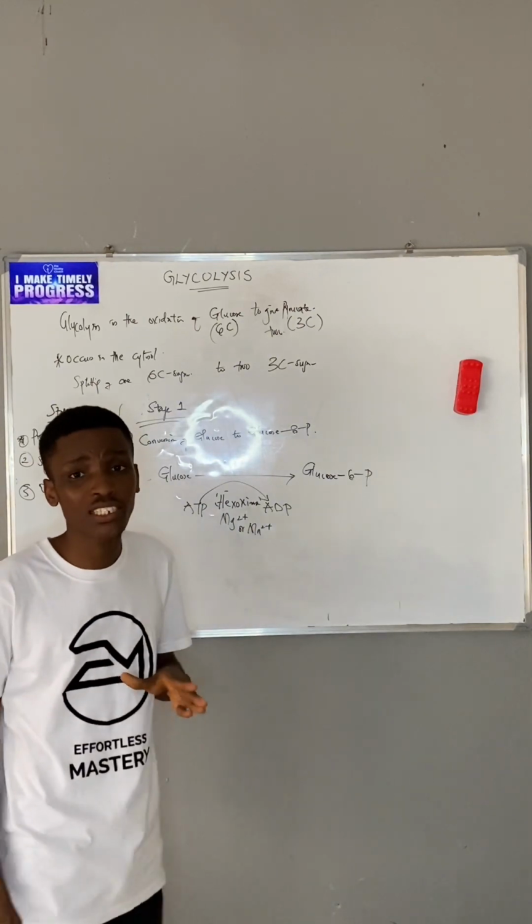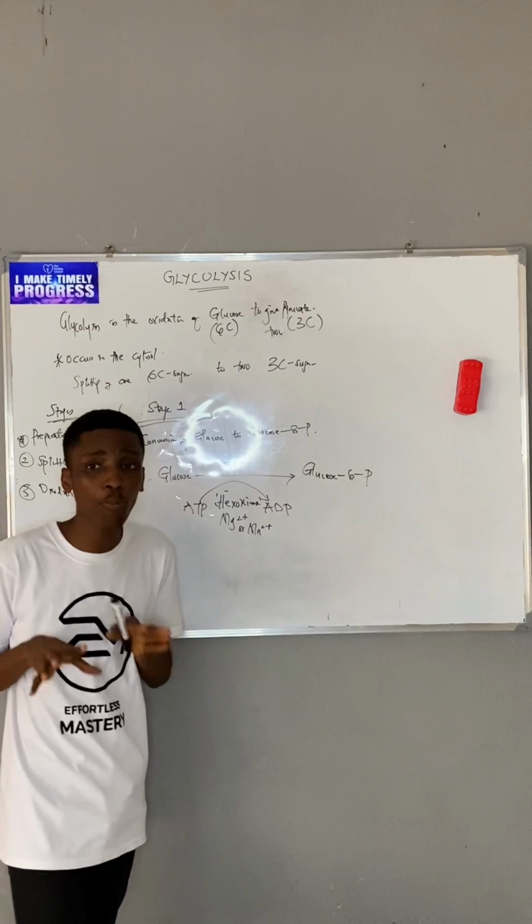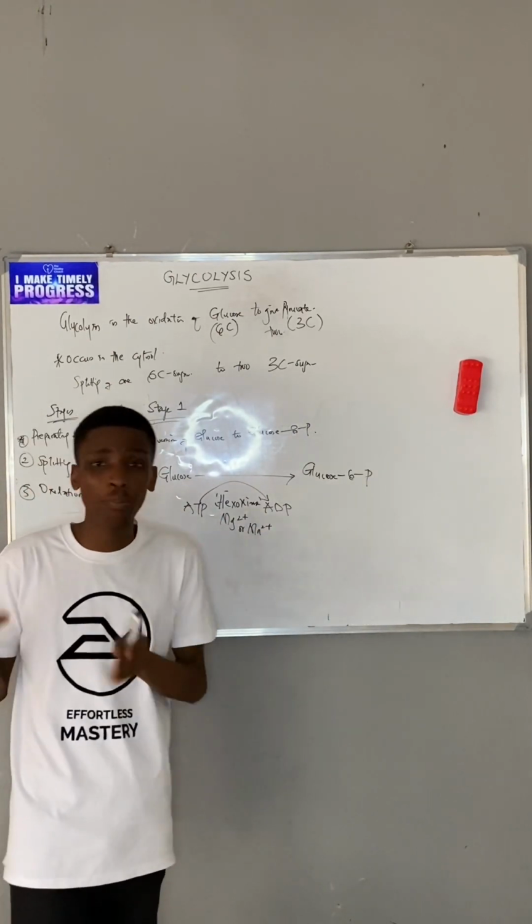Now, this enzyme is found in all tissues, all cells, but from the name hexokinase, I'm not being specific. So I'm talking hexo, so it can be anywhere. Or we can have glucokinase, that will be in the liver.